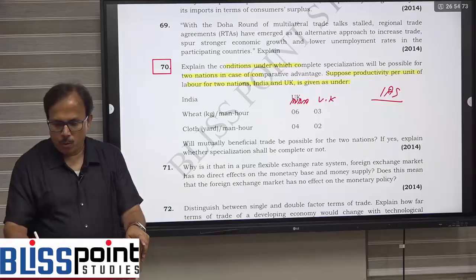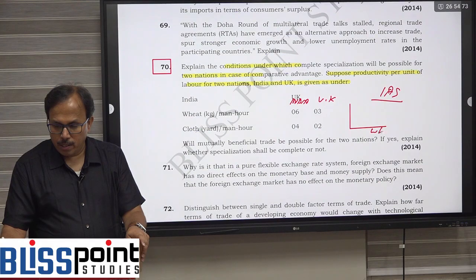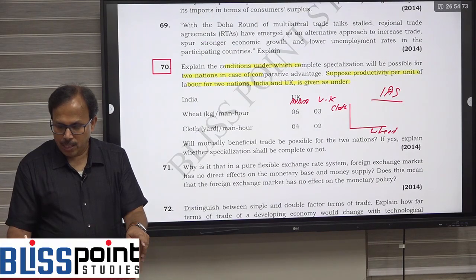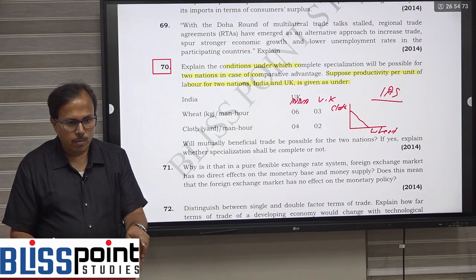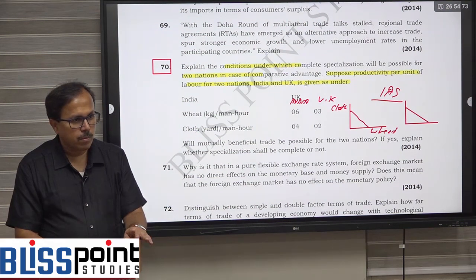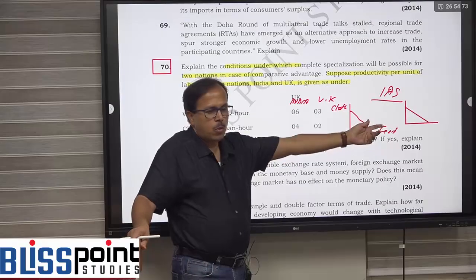So what will be the answer now? India के लिए अगर ड्रॉ करेंगे तो we write here wheat and cloth. So wheat 6 and cloth 4. So 4 और 6 connect हो जाएगा. Slope will be, and here ये भी 3/2 आ जाएगा. 6/4 is also 3/2.